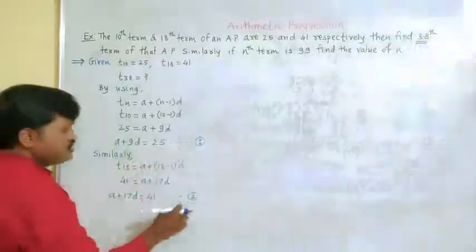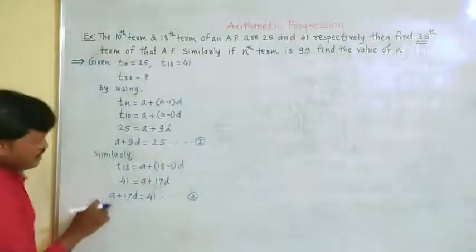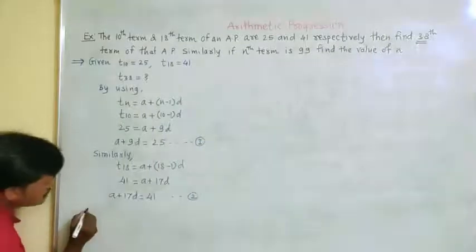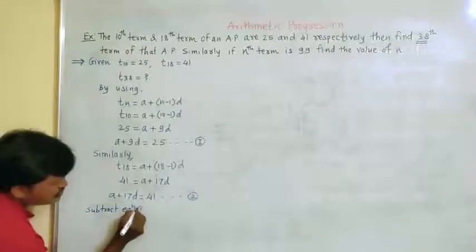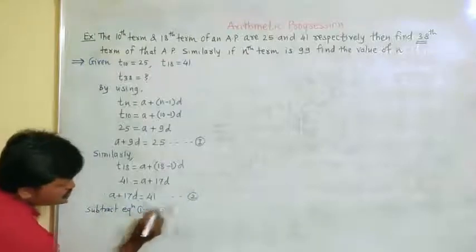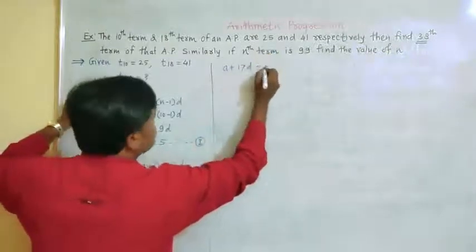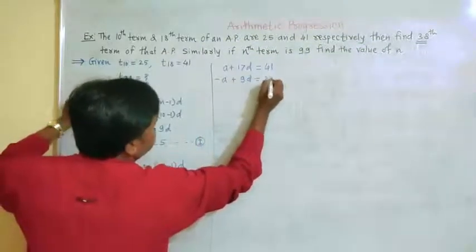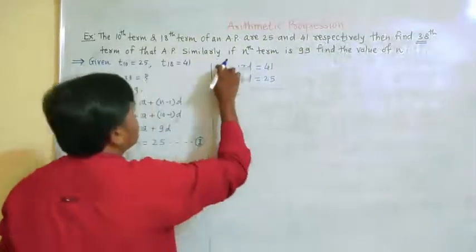By observing, these two equations are simultaneous equations in the variables A and D. So you solve these two equations. Here the coefficient of A is the same, so subtract equation 1 from equation 2. A plus 17D is equal to 41, minus A plus 9D is equal to 25. Solve this.